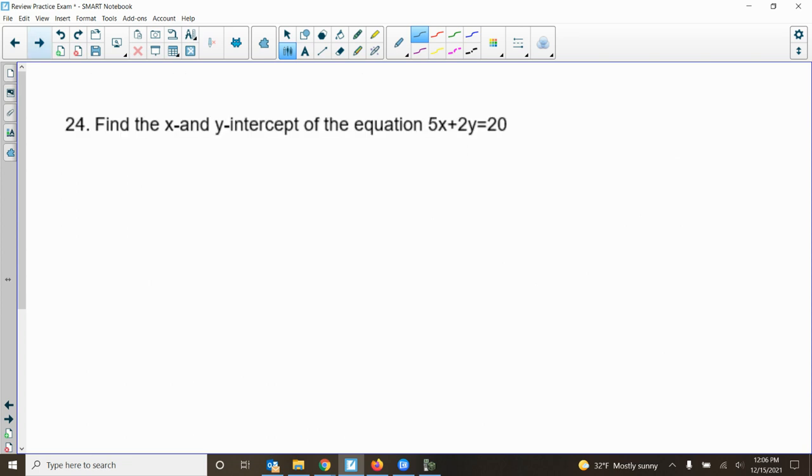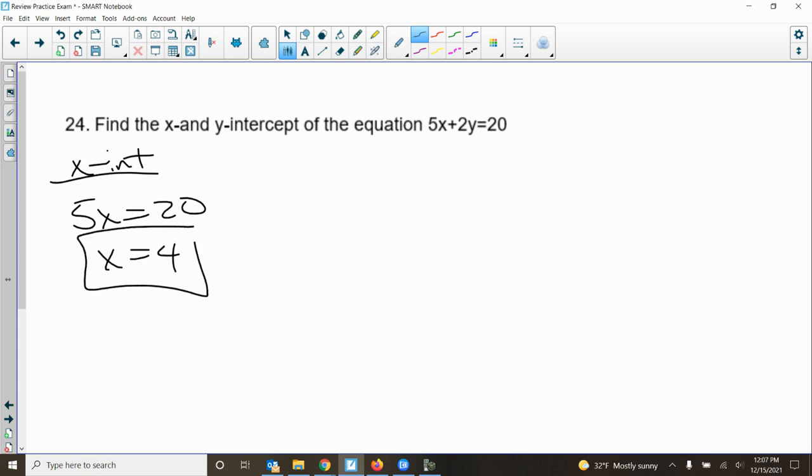24. X and Y intercepts. X-intercept, be careful. When you're trying to find the x-intercept, that's when y is 0, right? And the y-intercept when x is 0. So all we're going to do here for the x-intercept, replace y with 0, and you get 5x equals 20. Divide by 5, you get x equals 4. And for the y-intercept, make x 0, y equals 10.